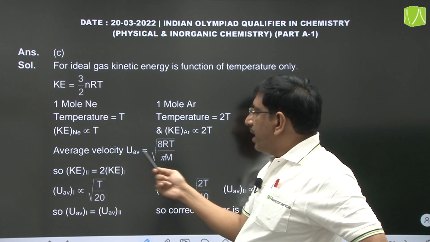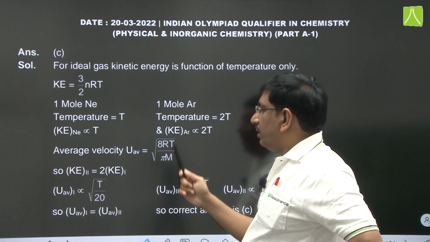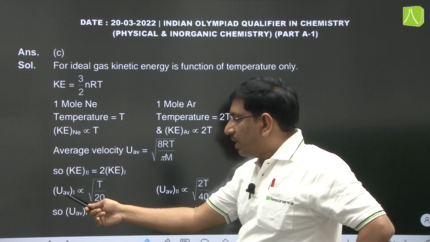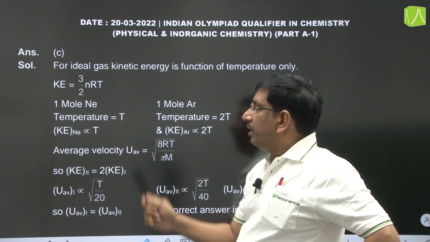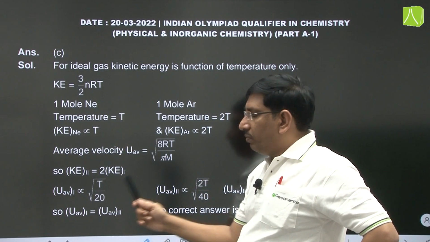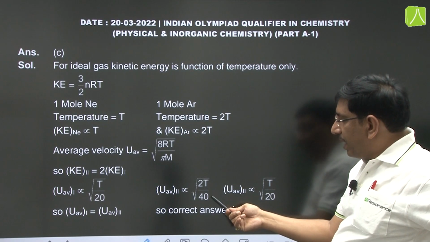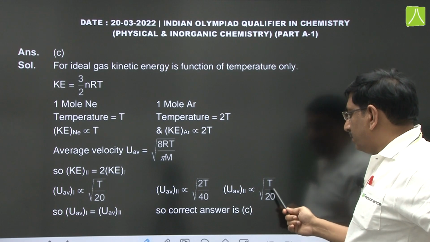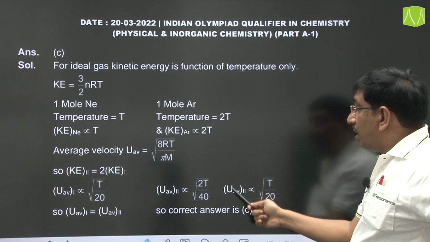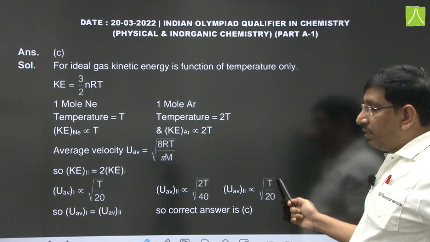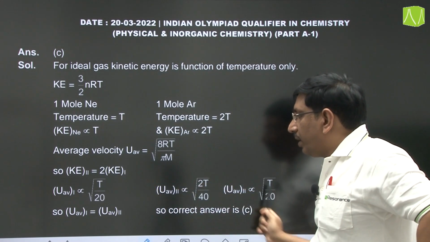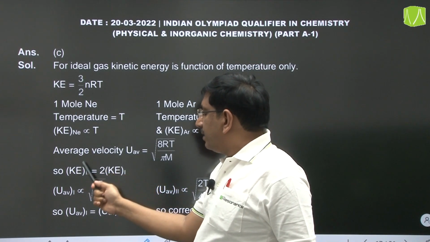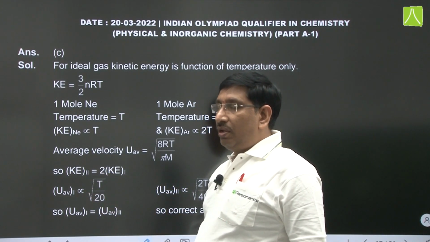And about average velocity, what is the formula for average velocity? It is √(8RT/πm). Now the average velocity of the first gas, neon, is directly proportional to √(T/20), and that of the second gas is directly proportional to √(2T/40). Now it cancels and you get the average velocity of argon gas is also √(T/20). So both have the same average velocity, but the kinetic energy of the second gas is twice that of the first gas.